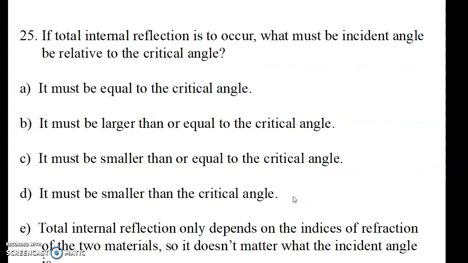And the next one. If total internal reflection is to occur, what must be the incident angle? It must be larger than or equal to the critical angle. The answer to 25 is B.